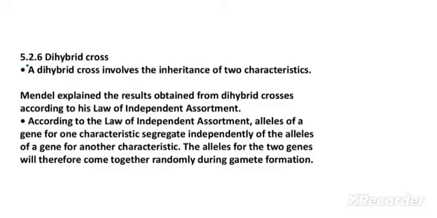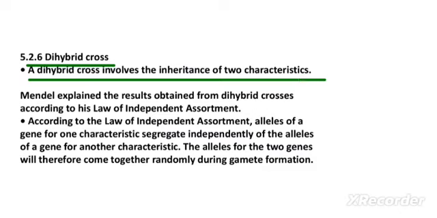So today we're going to talk about dihybrid cross, right? A dihybrid cross is a cross that involves the inheritance of two characteristics. Remember, we once talked about monohybrid cross, which involves only one characteristic, for example, height. So in dihybrid cross, now we're going to talk about the inheritance of two characteristics.